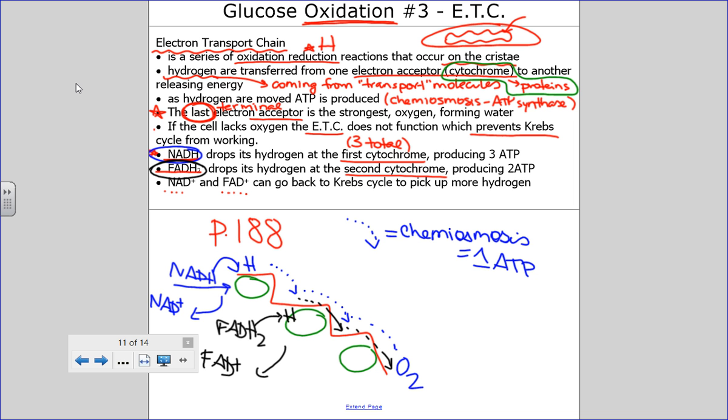So this is the idea that's represented in your textbook in a very simplified format so that you can understand that there are 3 acceptors that are proteins, and then there's oxygen. NADH comes to the first one. That's why it makes more ATP than FADH2, because FADH2 is only coming in at the second one.